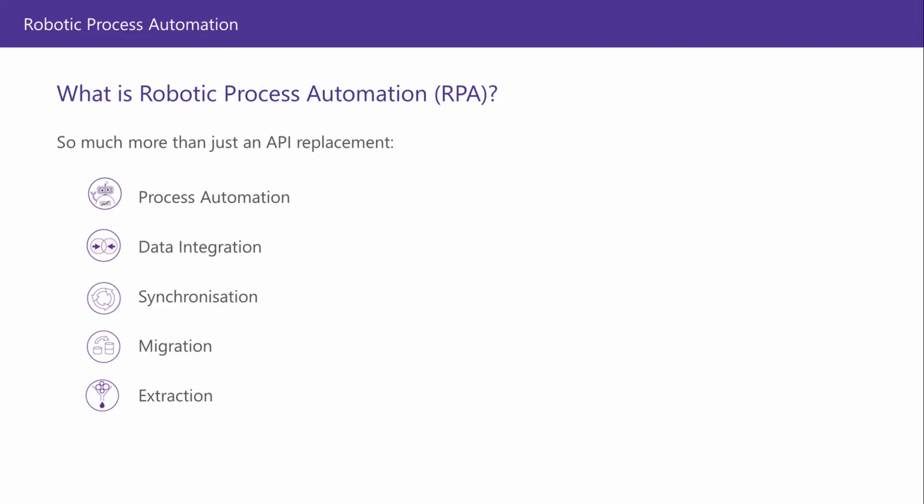Migration. We see a lot of this. People moving from one back office system to another, and the questions about how do we get our existing data out of our old system and into the next. Robotic Process Automation can help you achieve that.